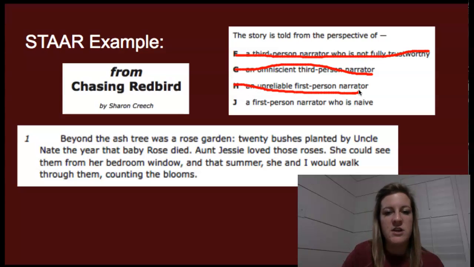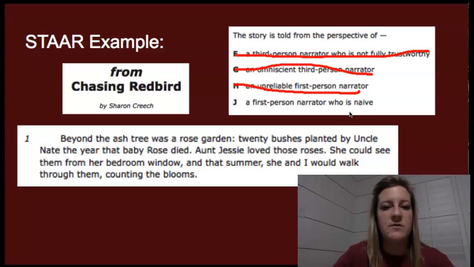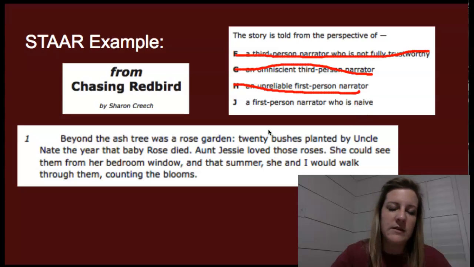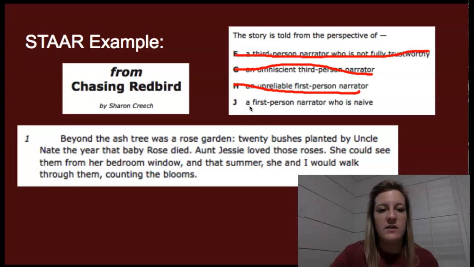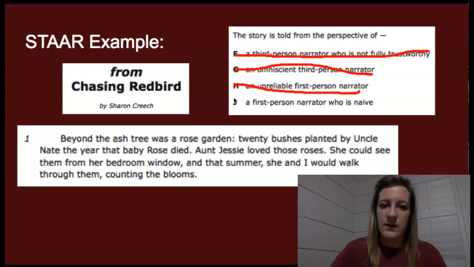So J, sorry, that line is really bad. J, a first-person narrator who is naive. This part you could probably tell as you read further into the story, but it's definitely first-person point of view because of this I right here, and we already determined that's where it's from. And this is the firmest answer choice that we have as far as being true. And J is the correct answer.